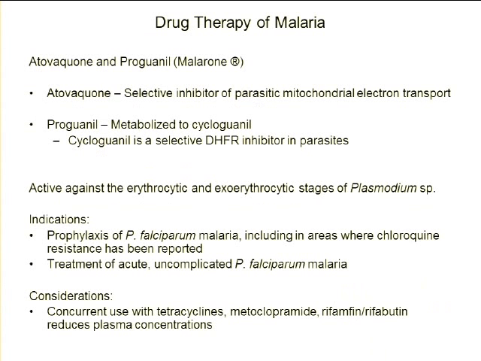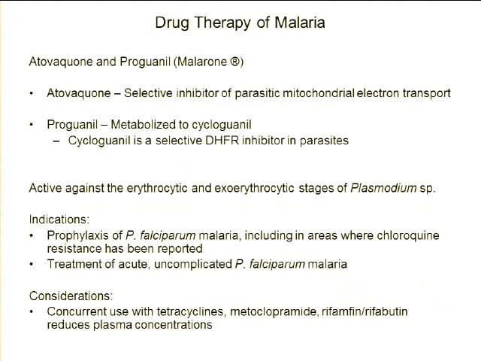All right, finally, Malarone. Malarone is a combo drug that contains atovaquone, which selectively inhibits parasitic mitochondrial electron transport. What does this mean? No ATP. Okay. The other component is proguanil, which is metabolized to an active DHFR inhibitor within the parasite.